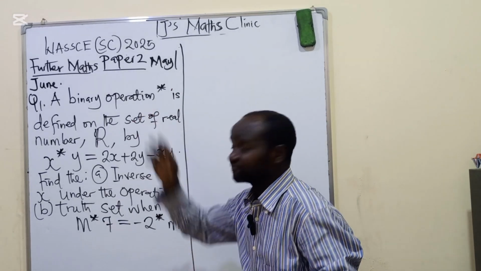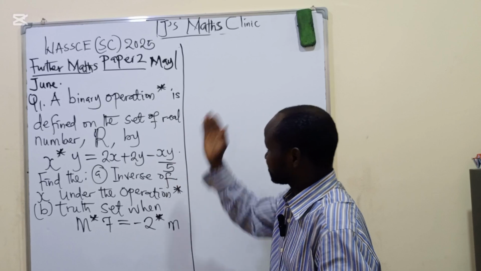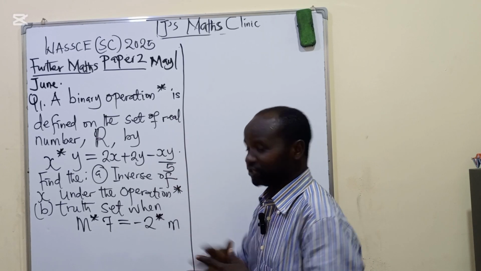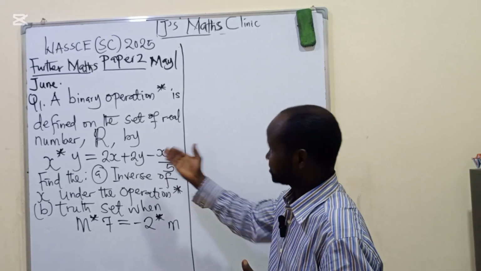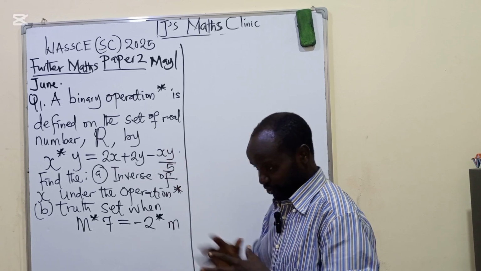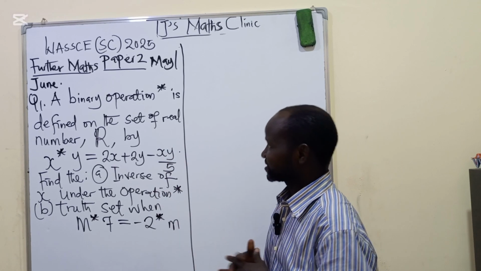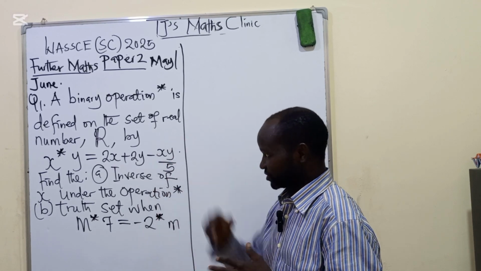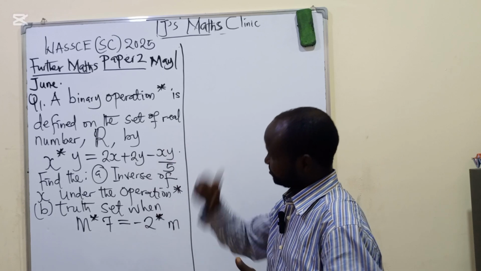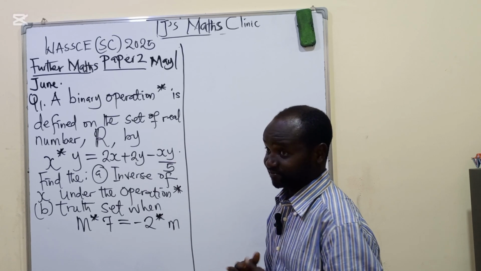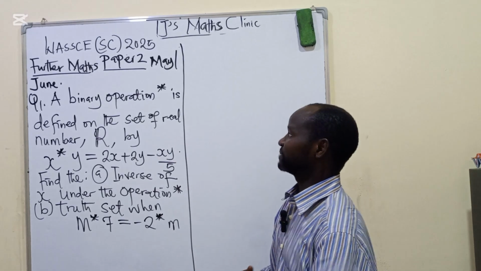This is elective mathematics, that is further mathematics paper 2, May/June 2025. This is the compulsory part, the theory part, and this question carries 6 marks. They wrote this exam yesterday. Let's look at how we can handle this elective mathematics, which is also known as further mathematics.